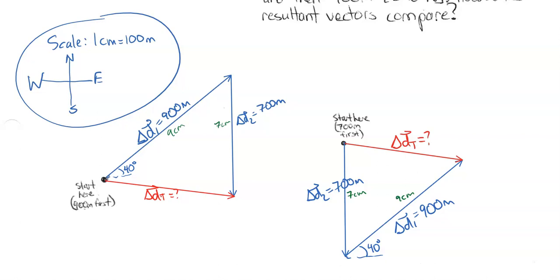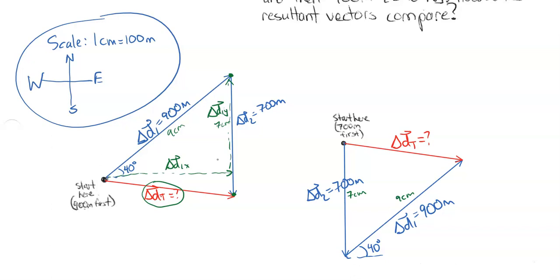Because if I break this first vector, delta d1, up into delta d1x and delta d1y, then what I'm doing is adding delta d1x plus delta d1y. That gets me to the end of delta d1. And then I'm going to add delta d2 to that, which gets me back down to here. So the order of those three vectors still makes me arrive at the same final destination, giving me the same total displacement. So I'm actually going to break this delta d1 into its x and its y components.